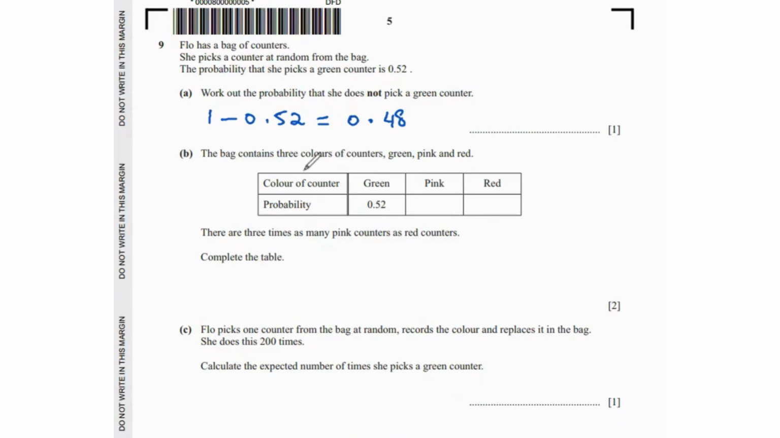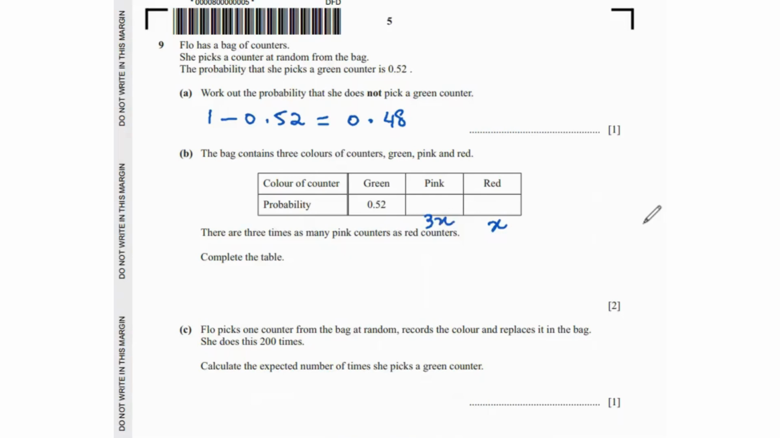Then the bag contains 3 colors of counters: green, pink, and red. There are 3 times as many pink counters as red counters. So if red is x, pink is 3x. Complete the table. All of these probabilities added up will always equal 1 because the bag exists as one whole. So all of the counters being in the bag have a probability of 1. So when you pick out the categories based on color, then the probabilities change.